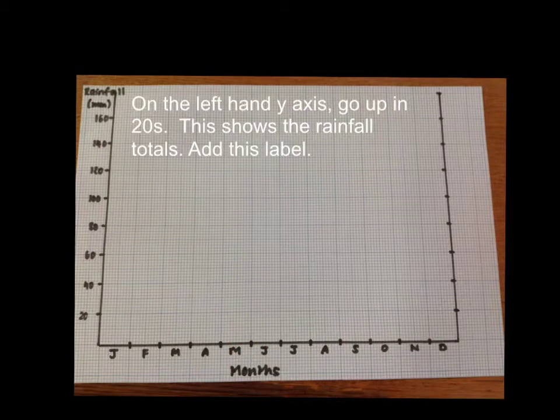Okay, nearly ready to start drawing my graph, but first of all I've got to add some values to the left-hand y-axis. And I'm going to go up in 20s because the highest value is just below 160 millimetres, but I'm going to give myself one spare square at the top there. So I'm going to go up in 20s all the way up to 160. Don't forget as well to label this axis, the rainfall, and then the unit of measurement is millimetres.